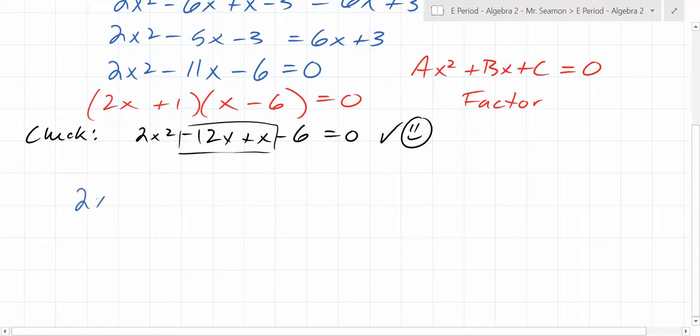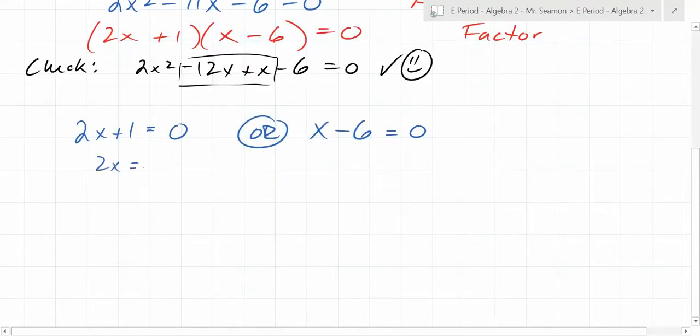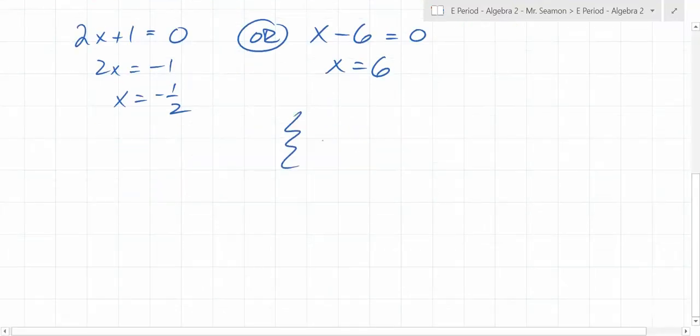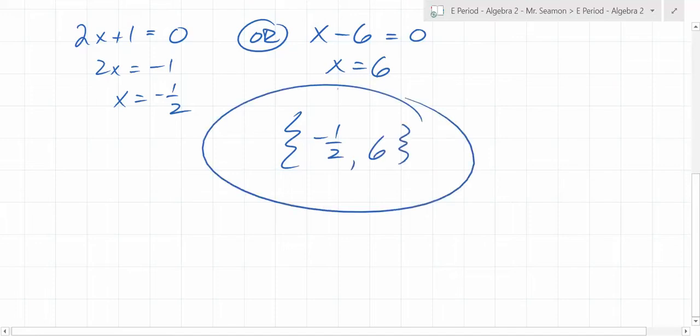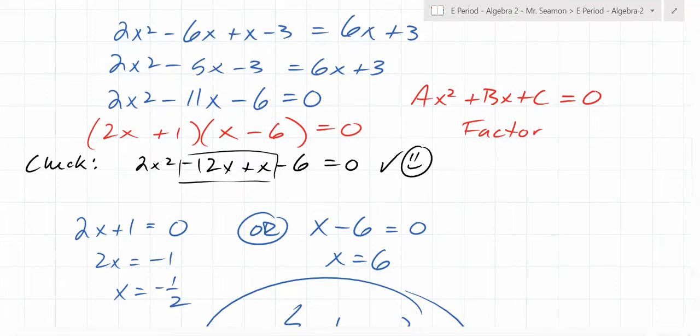We know that 2x plus 1 equals 0, or x minus 6 equals 0. So 2x is equal to negative 1, so x is negative a half, or x is equal to what? 6. So the way I want you to write this in order is negative 1/2 comma 6 with the brackets. There's your answer set right there. Yep. There you go. Right.